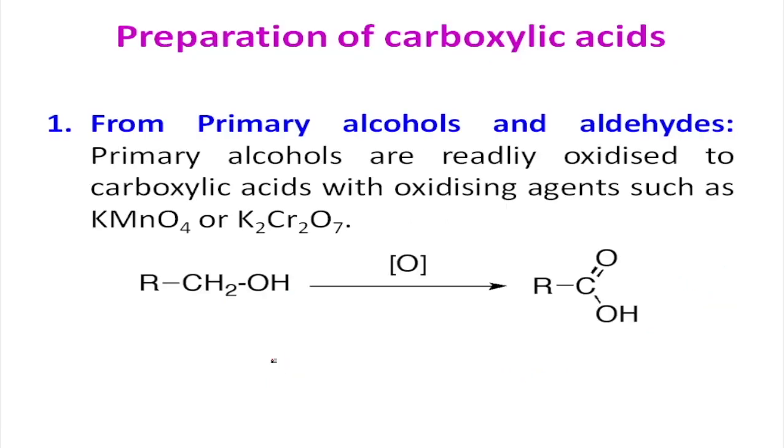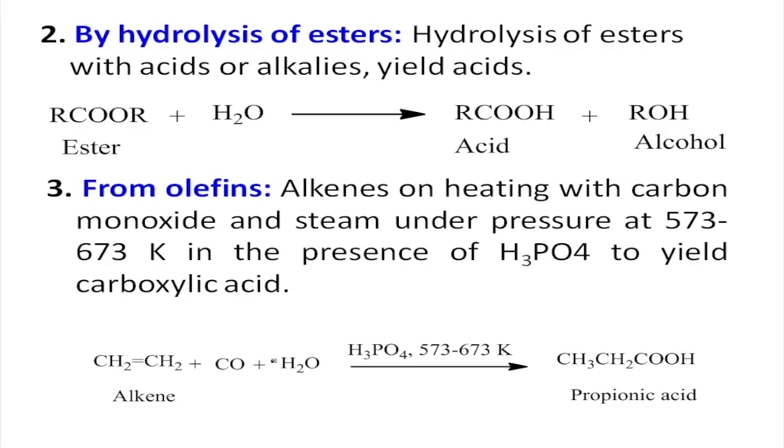Preparation of carboxylic acids. Number 1, from primary alcohols and aldehydes. Primary alcohols are readily oxidized to carboxylic acids with oxidizing agents such as KMnO4 or K2Cr2O7. So a primary alcohol is oxidized to a carboxylic acid. Number 2, by hydrolysis of esters. Esters are hydrolyzed with acids or alkalis. The ester reacts with water and you get the acid and the alcohol.